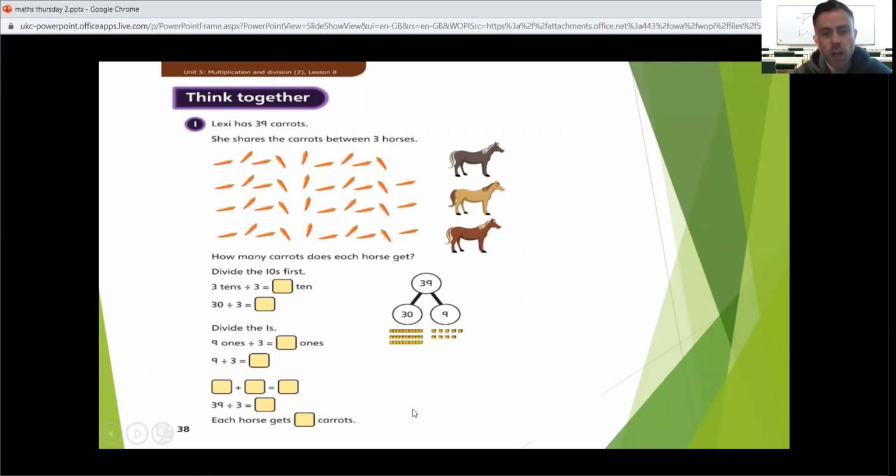What I want you to have a go at now is working this one out yourselves. So how many carrots does each horse get? There's a little part-whole and some base 10 to help you. They've already split it up. And all you need to do is tell me what goes in each of these little bits. If it was me, I'd write out the full thing. 3 tens divided by 3 equals 30 divided by 3 equals, do it like that. Do a bit at a time, don't rush through it, and tell me how many carrots each horse gets. Pause the video now.